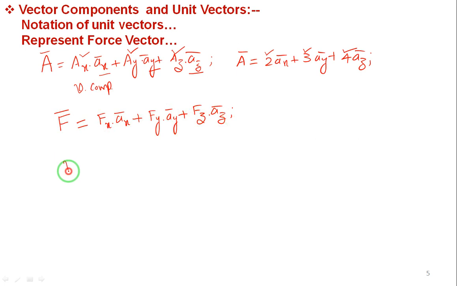Similarly, we can represent a general velocity vector: Vx into ax plus Vy into ay plus Vz into az. Is it fine? Okay. So this is the representation of any general vector. This is the force vector and this is the velocity vector, right? Okay, fine.